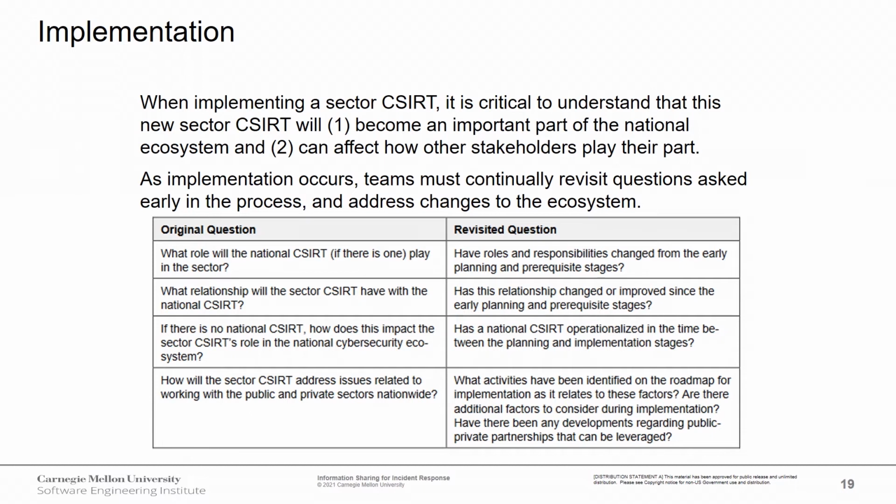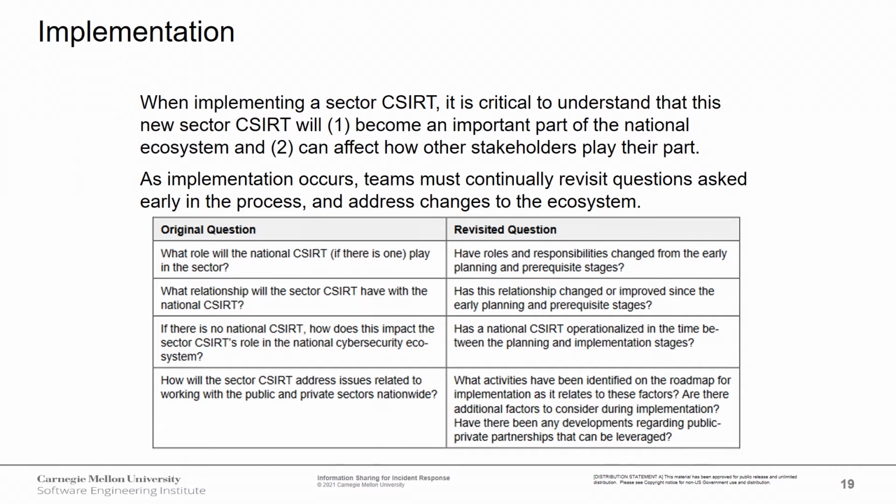So at the beginning we asked, what role will the national CSIRT play in that sector? Now we want to ask, now that we've implemented this, or now that we are implementing this, have those roles and responsibilities changed? Is the mission of the national CSIRT different now? What about the relationship between the sector CSIRT and the national CSIRT? We asked about that relationship when we were first considering this, but now that we're implementing, you have to think about whether this relationship has changed. What's the new relationship between the national CSIRT and the sector?